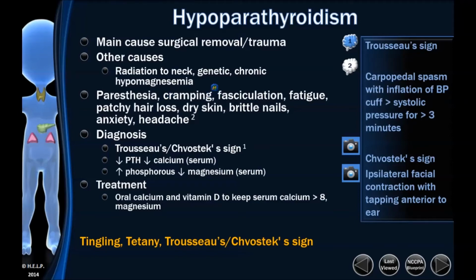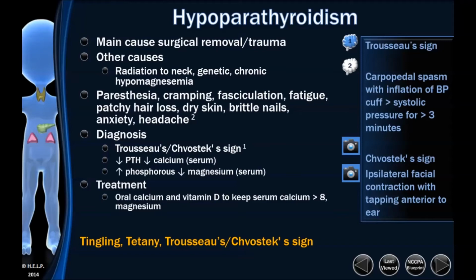There are two signs that are also specific to a hypocalcemic state and therefore would be seen possibly in a hypoparathyroid patient. It's Trousseau's sign and Chvostek's. So you need to know these. And Trousseau's is exactly as it says here, carpopedal spasm with inflation of a blood pressure cuff greater than the systolic pressure, whatever it is, for greater than 3 minutes. So carpopedal, you can do it on the arm, you can do it on the leg.